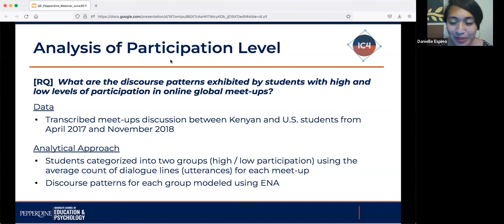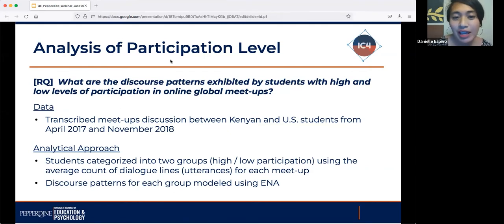Okay, I think I'm picking up here. So that was an awesome explanation of how we code our data. And when we do it in this manner, ENA allows us to examine different types of research questions using a variety of metadata. One of the metadata we can use, for example, is the level of participation, like how much students talked. We can examine what's the difference in the discourse between those who talked a lot versus those who didn't talk a lot?